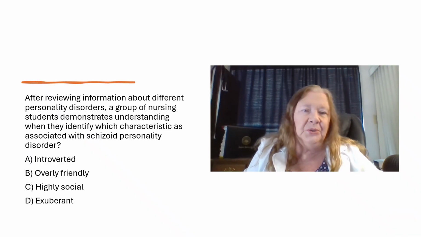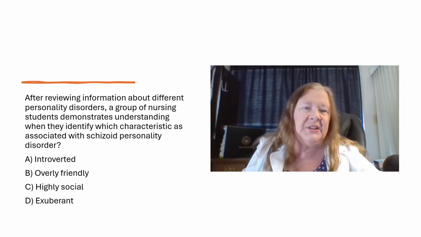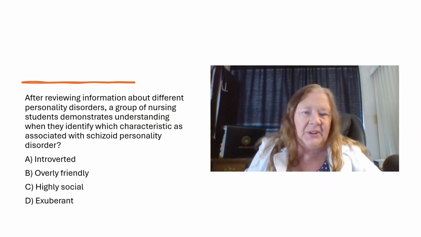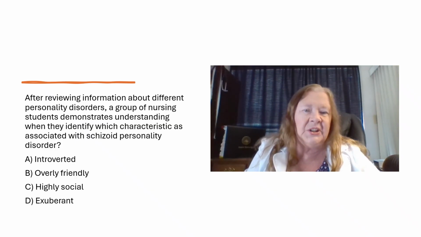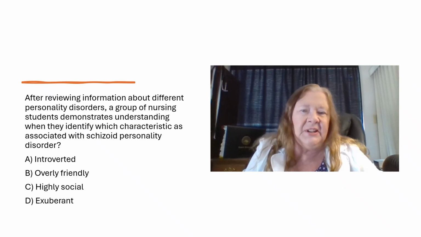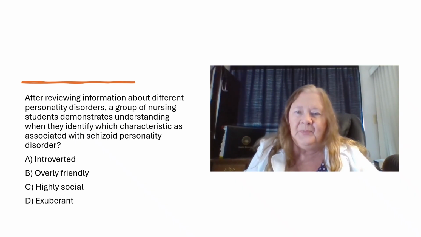After reviewing information about different personality disorders, a group of nursing students demonstrates understanding when they identify which characteristic is associated with schizoid personality disorder. Answer choices: A, introverted; B, overly friendly; C, highly social; or D, exuberant. I gave you a couple minutes and we'll come back.